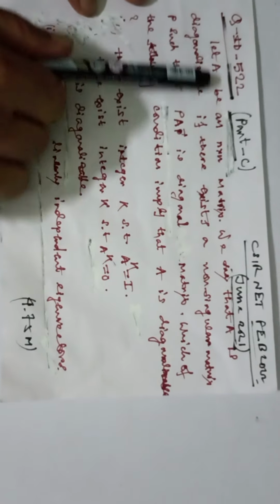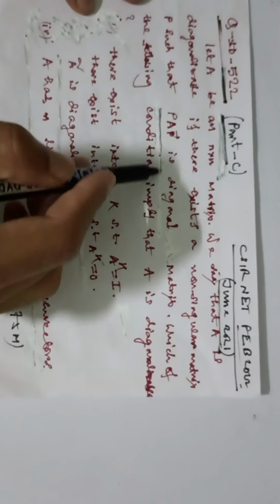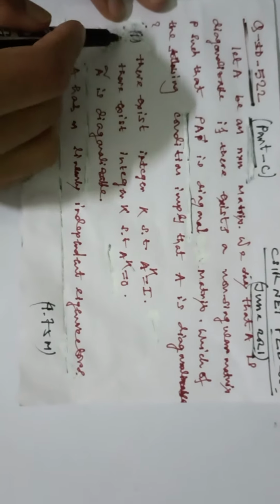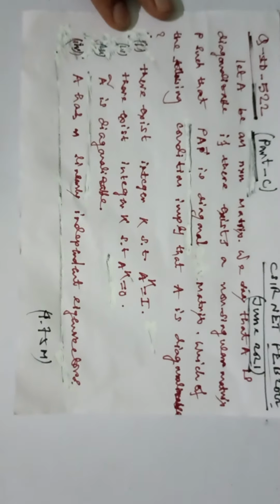It says: if A is an n×n matrix, we say A is diagonalizable if there is a non-scalar matrix P such that P inverse A P is diagonal. Then there are four options given: the first option, the second option, the third option, the fourth option. The fourth option says: if there is a K such that A to the K is identity, then does it imply A is diagonal?